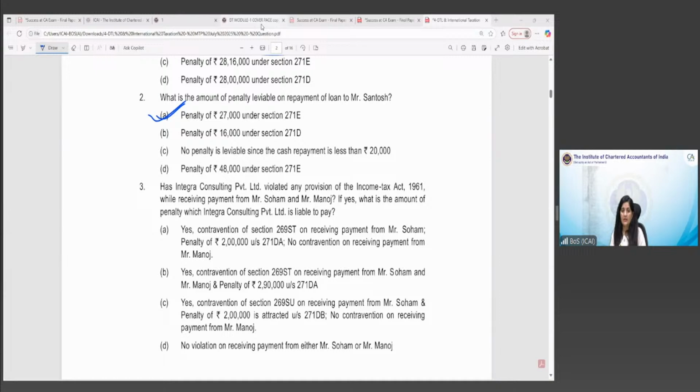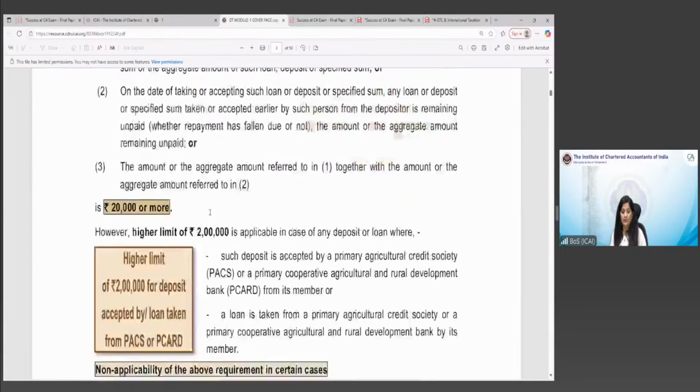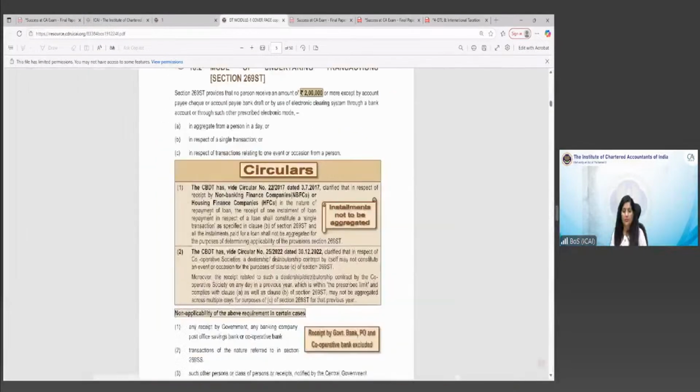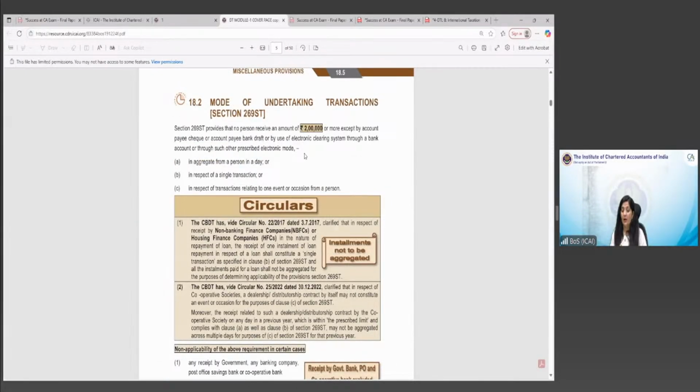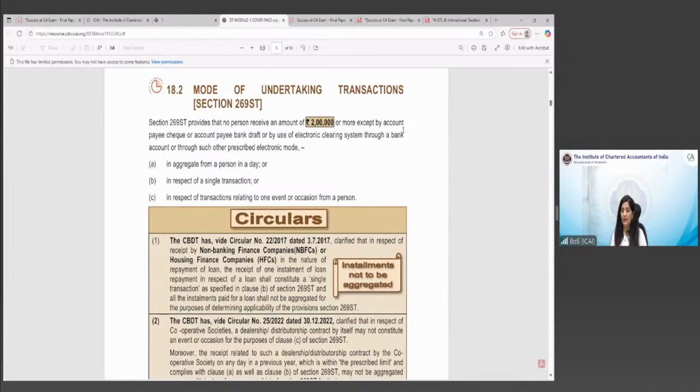Yes, 269ST. Actually, 269ST says कि no person can receive, if you go to 269ST, an amount of 2 lakh or more except by account payee cheque, account payee bank draft, or use of electronic clearing system through bank account, in aggregate from a person in a day. एक person से एक दिन में, ठीक है, or in respect of a single transaction from a person. अगर different dates में आप receive कर रहे हो तो it is permissible, but from a person in a day it has a relevance. In a day देखना है आपको.